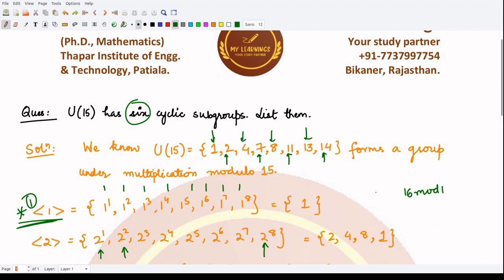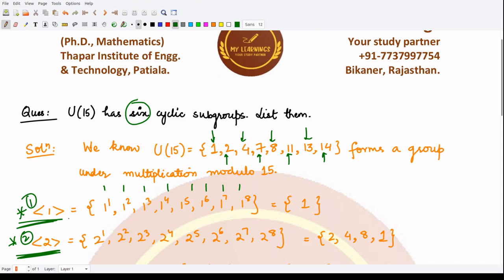Why? Because when you divide 16 with 15, you have 1 as the remainder. Correct? So therefore you have 1. Then when you take 2 raised to power 5, it is 32. 32 mod 15 is equal to 2, which is again the same number. So the numbers start repeating, so you do not have to calculate for these because it would just be 4, 8 and 1. You can check this thing, right? So this is our second cyclic subgroup which we require, which is generated from 2.